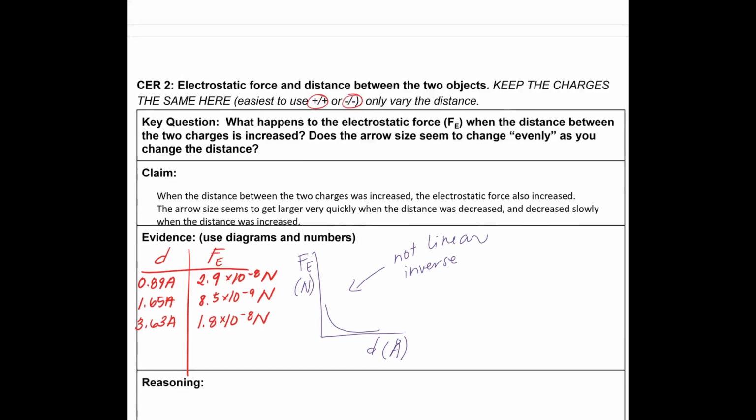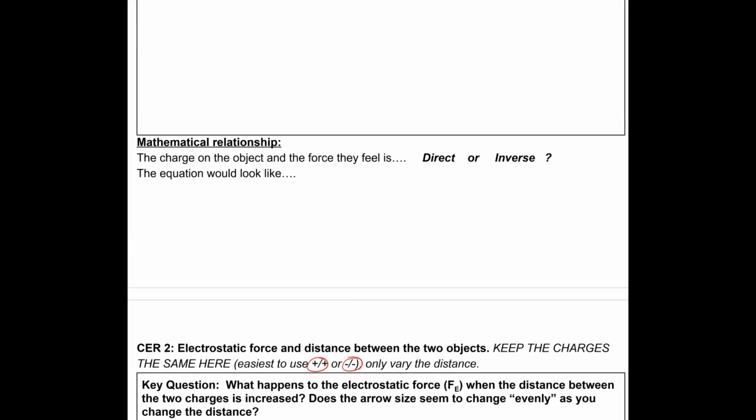So to finish it off, we're going to go back to the first one again. So the charge on the object with the force they feel. So when we change the charge, what happened to the FE? When we increased the charge, the FE also increased. When we decreased the charge, it also decreased. When we decreased the charge, the electrostatic force decreased. And so you would say that they're directly related.